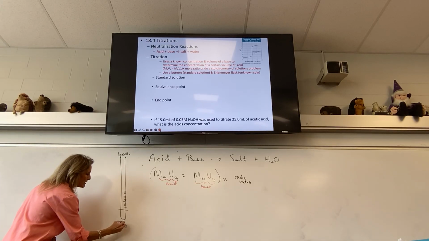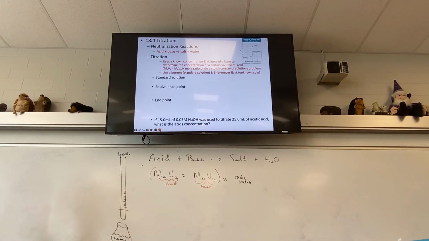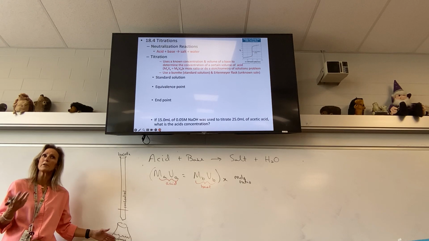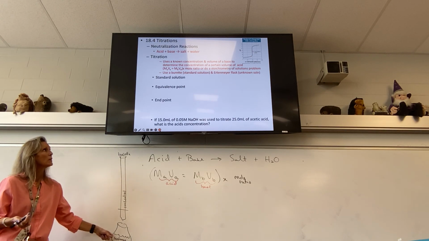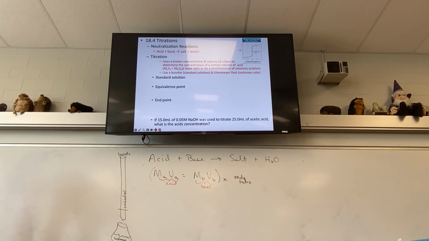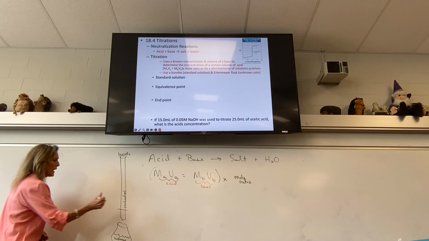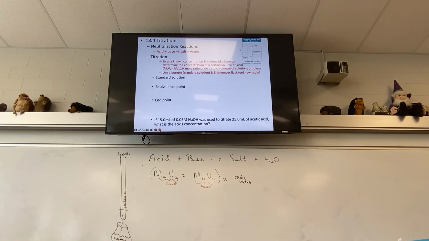And then underneath of it is the solution of the unknown concentration down below. In the case of the lab, that'll be the acid. We don't know, we're trying to figure out what the concentration of the acid is, so that's going to go in the flask below. And what we do is we start to add the base to the acid. Oh, I'm getting ahead of myself, sorry.